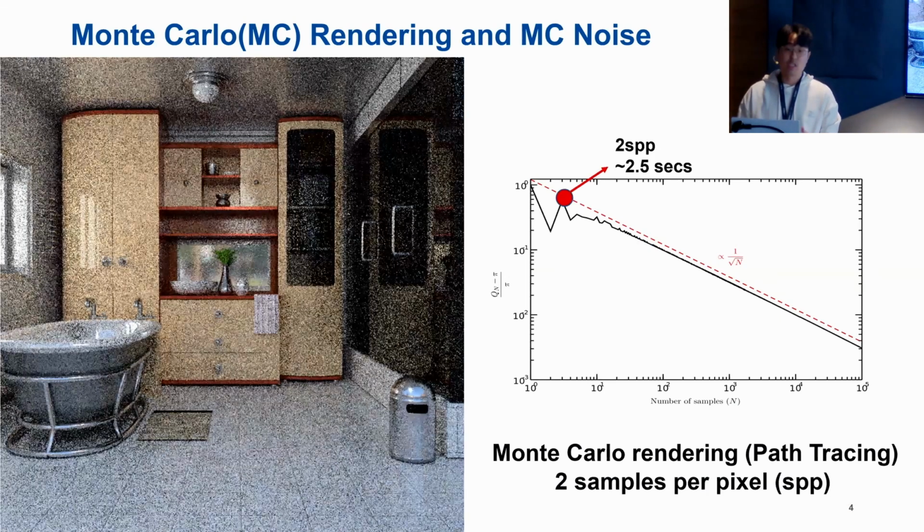And if we use extremely few samples, the rendering is done in a few seconds, or even in real time with an optimized renderer, but with severe noise. We call this noise Monte Carlo noise.